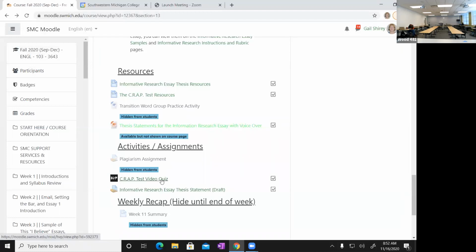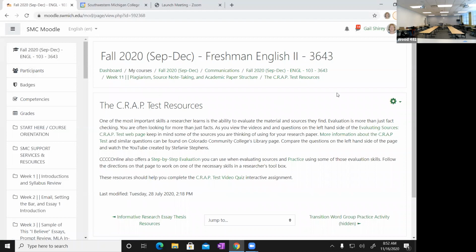The big thing we are doing is credibility. So in other words, you have to have credibility. And if you're working from the databases, you're probably pretty safe with the credibility. But if you're getting any internet sources, you definitely want to check on credibility. So again, when you're doing the CRAP test, here are resources on the CRAP test and what it means.